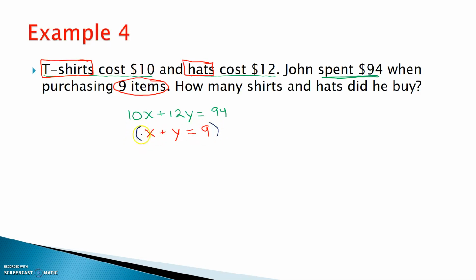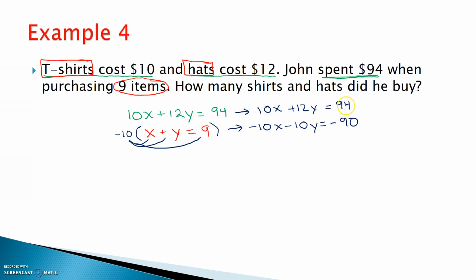Now again, how do I get that to become a negative 10x out in front? Well, let's multiply by a negative 10. Again, multiply every individual piece here. This is going to become negative 10x minus 10y is equal to, don't forget, negative 10 times the 9 is negative 90. First one's absolutely going to stay the same. That didn't need a makeover. That is 10x plus 12y is going to equal 94.